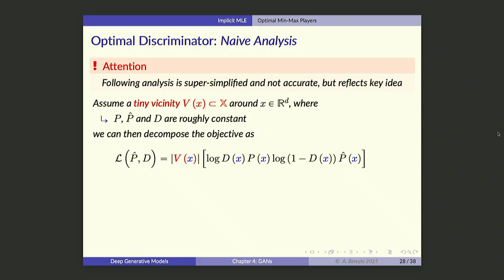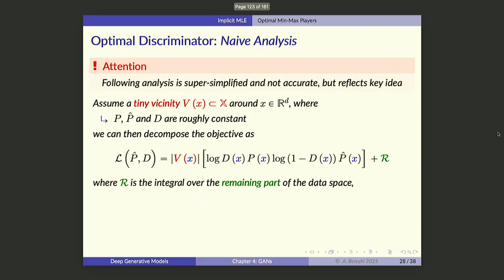Now, when I'm computing the integral, I can approximate it as the value of the function at every single point multiplied with the tiny volume around it, right? And I just add all of them up, all in the space. This is going to be the integral, right? Now, I can write down whatever is left out of this vicinity. I can summarize them inside R. This is the remaining part.